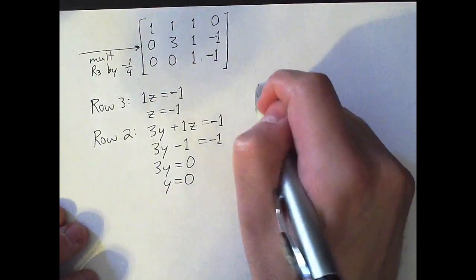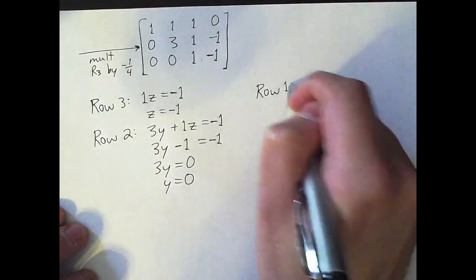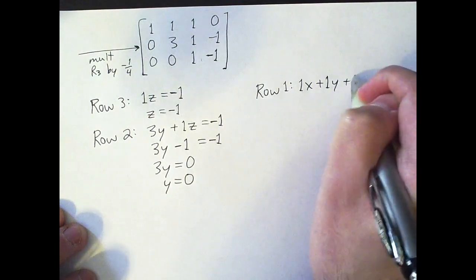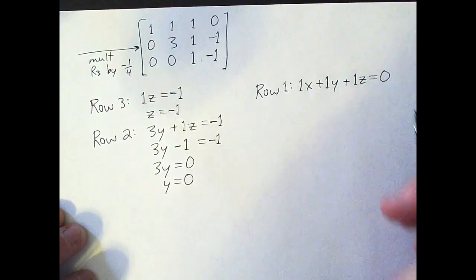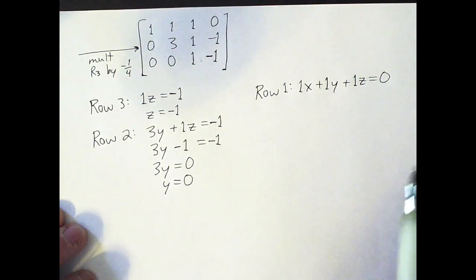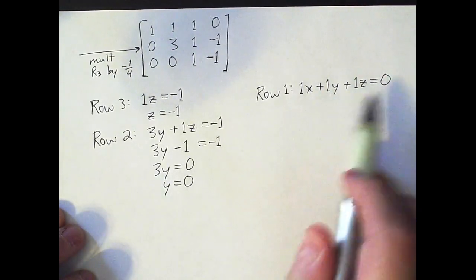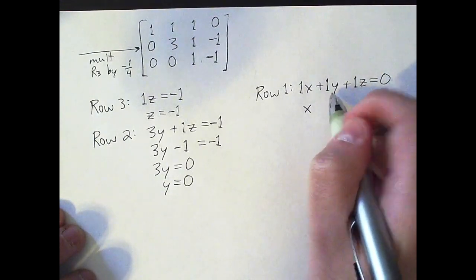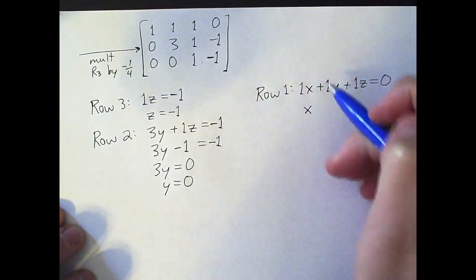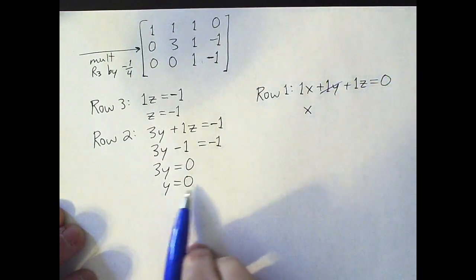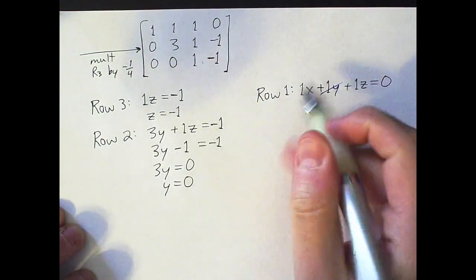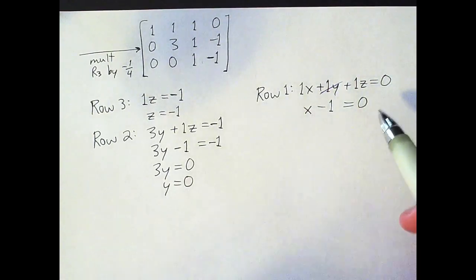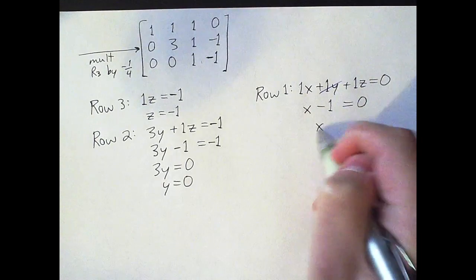Row 1, I think I'll write over here. Row 1 says 1x plus 1y plus 1z equals 0. Is that okay? That it equals 0? That could be fine. Yes, it's okay for the right-hand side to be 0. So x plus, well, y is just 0, right? This is just nothing. We're adding 0. Plus z, so that's -1 equals 0. So x is going to be 1.